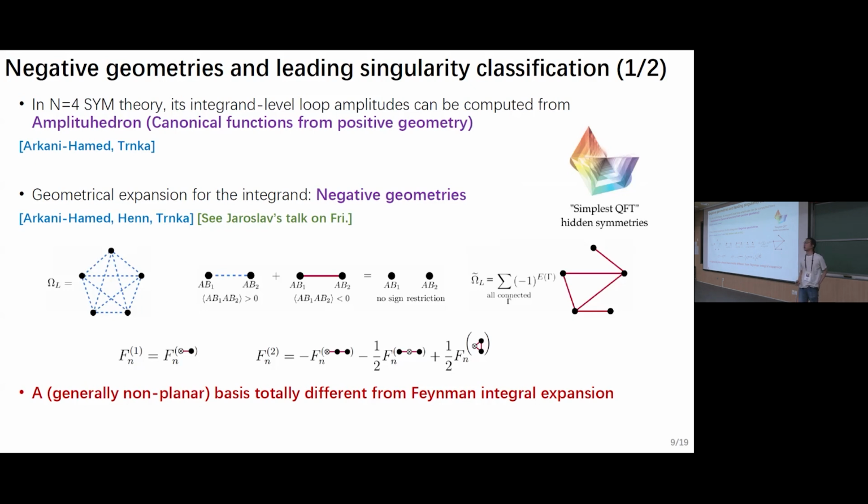For our case, we have said that its integrand level corresponds to the logarithm of the scalar amplitude. So you could expect that there's also some similar geometrical interpretation for this observable. This is what we call the negative geometry expansion. I do not have enough time to talk about details, so please see the talk on Friday for a more detailed review.